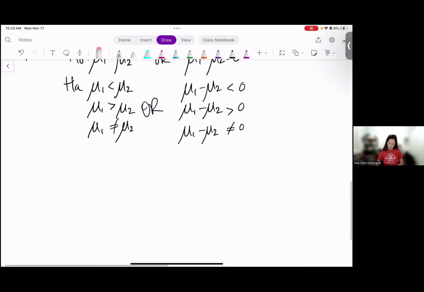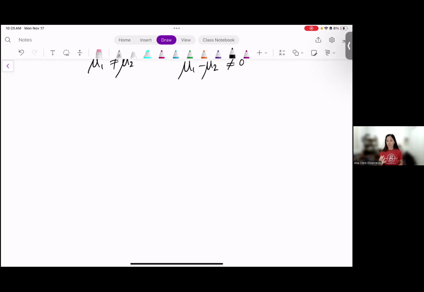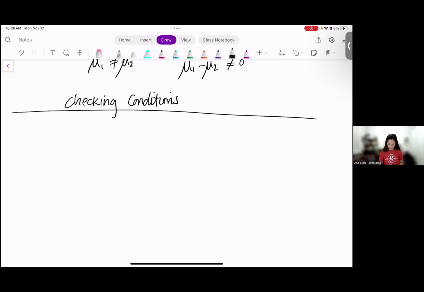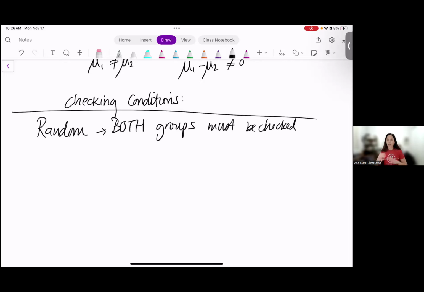When we're checking our conditions, you have to check for both. Okay? Checking conditions. Random for both groups. So a lot of the time we're saying a sample was random as stated. Sample is singular. You would need to say samples are random as stated. Otherwise, you're implying that you're only checking one. So the English and the way that you write this is important.